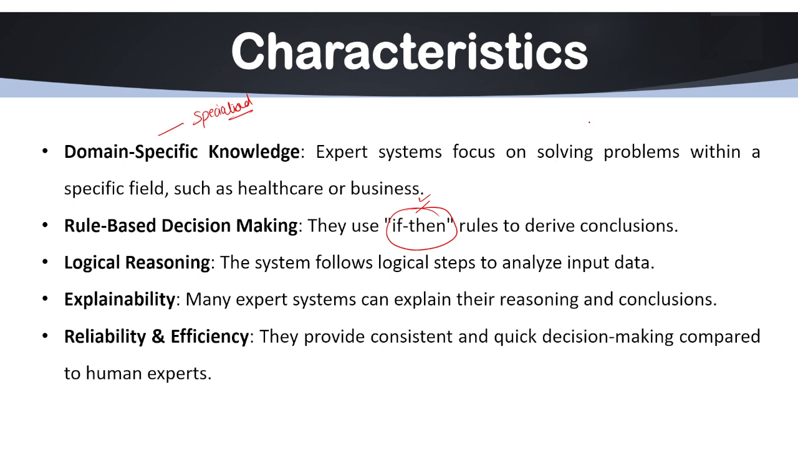For example, if a customer orders more than 50 pieces of our product, then we will surely give him a surprise gift with the parcel. Right? So this is a rule-based decision making expert system. Next we have logical reasoning.